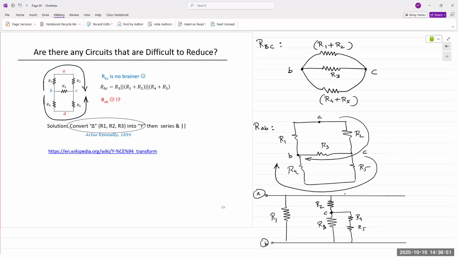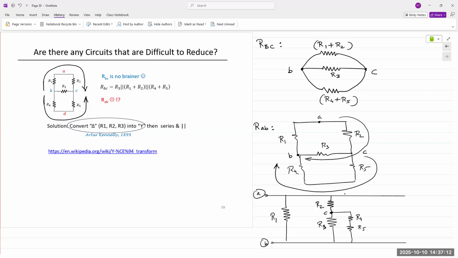R4 and R5 are in series. It's in parallel with R3. And that would be in series with R2. And finally, that entire combination is in parallel with R1. So let's take a break. I mean, not break. Let's take a pause. You think over that. Let me know if you have any questions.